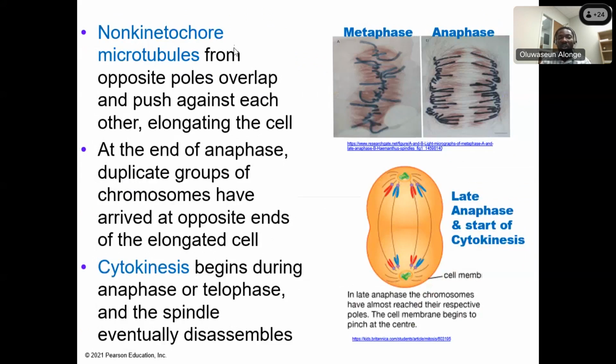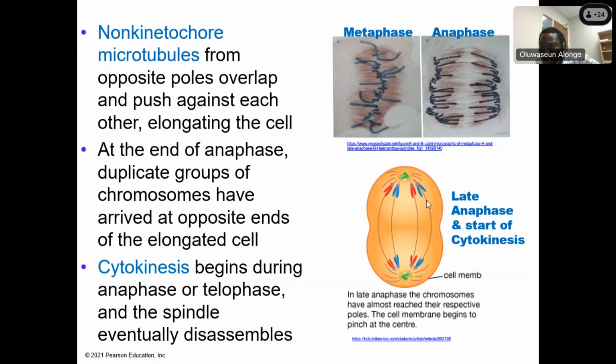So kinetochore microtubules from opposite poles overlap and push against each other, elongating the cell. This is actually what leads the cell to become longer. They keep pushing against each other. At the end of anaphase, the duplicated groups of chromosomes have arrived at the poles, at the ends. So at the end of anaphase, this is what you're going to have. It's more like this: one side, and another side as well.